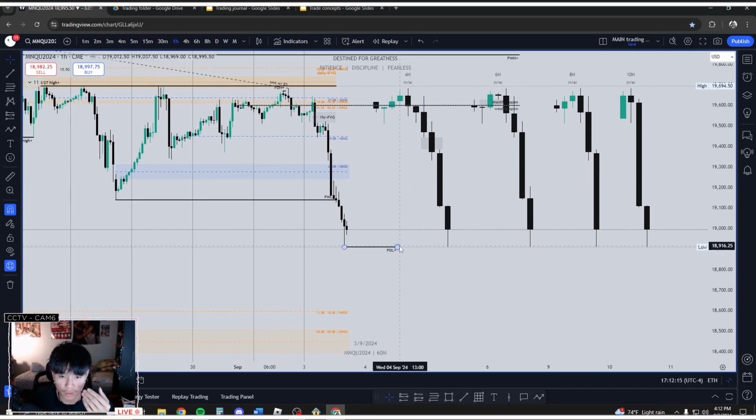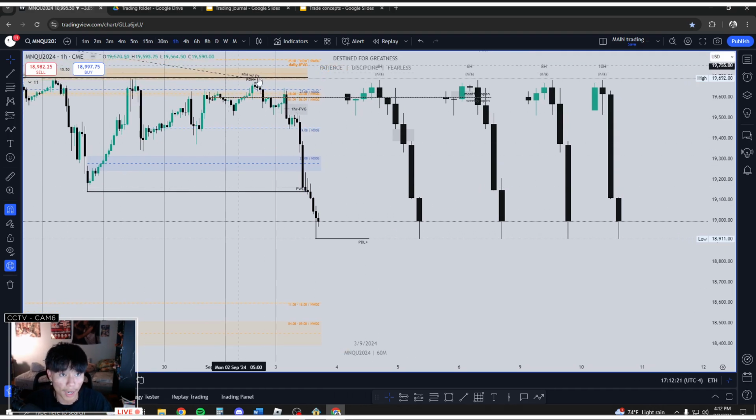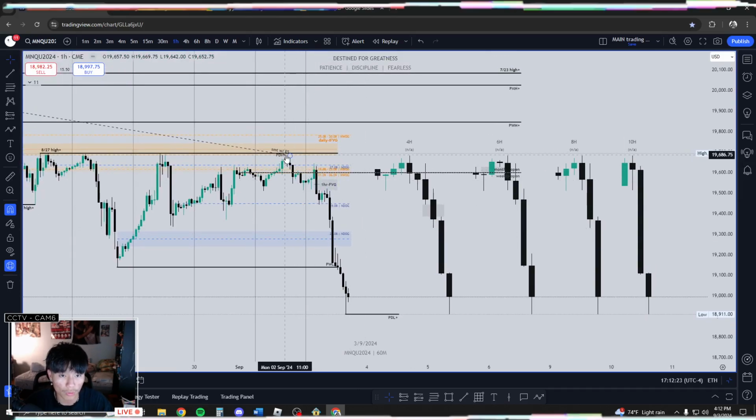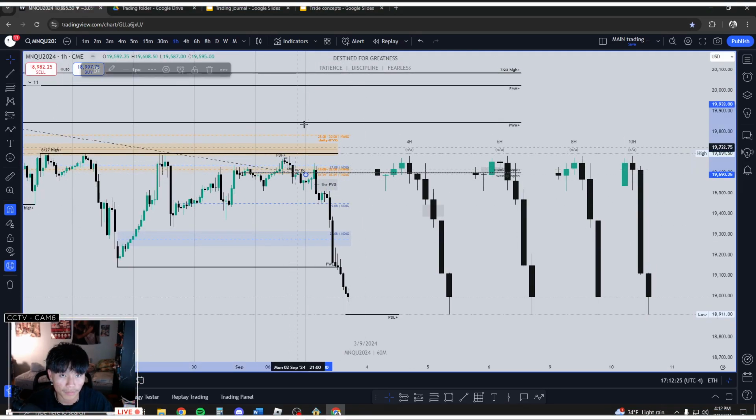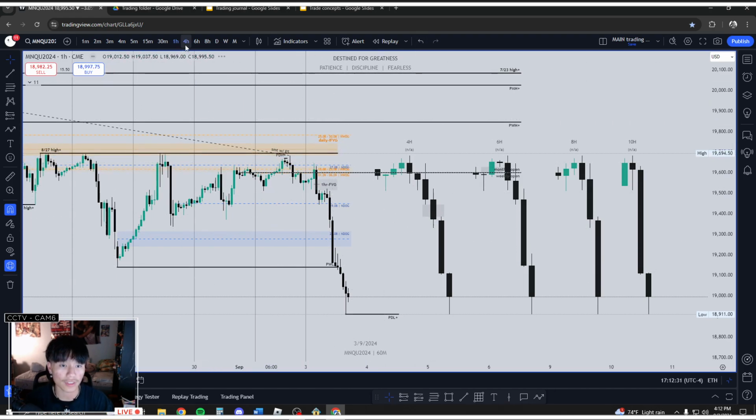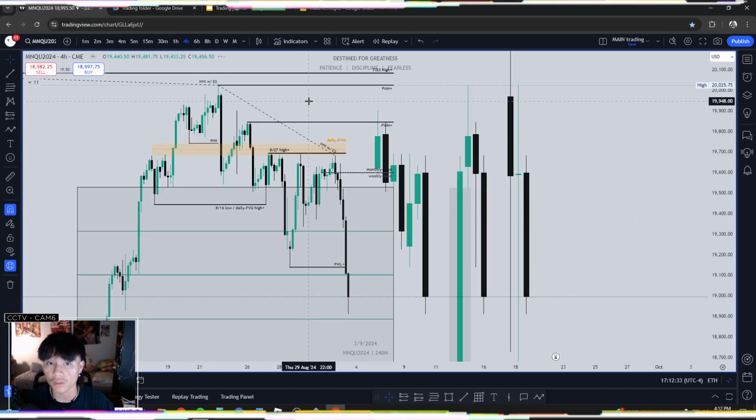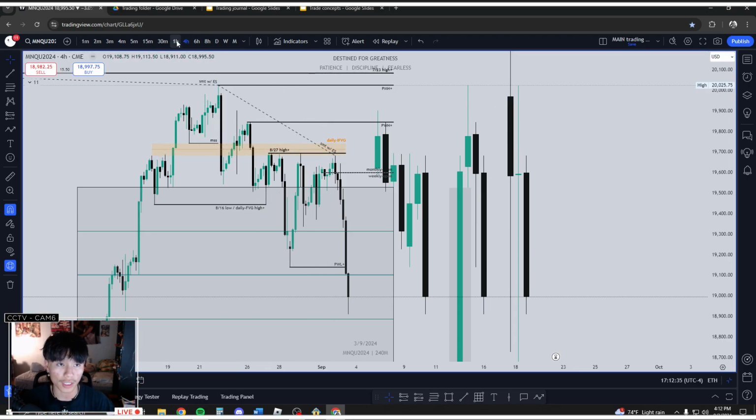You can short, target previous day low, and after we take out previous day low, move stops to break even and take some partials off. My objective coming into tomorrow would be previous day low, and after we take out previous day low, whatever we do from there, I would just be trading intraday models.